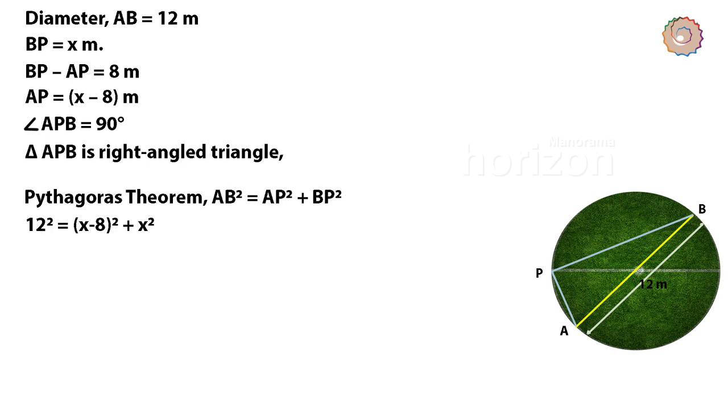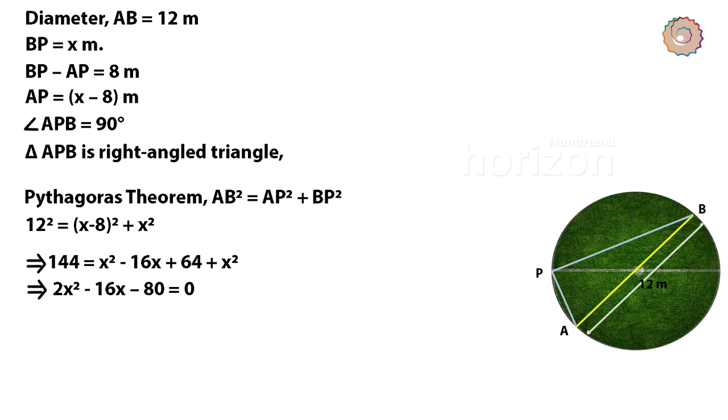So 12 square equals x minus 8 whole square plus x square. Expanding x minus 8 whole square, we get 144 equal to x square minus 16x plus 64 plus x square. On further simplification, we get 2x square minus 16x minus 80 equal to 0.